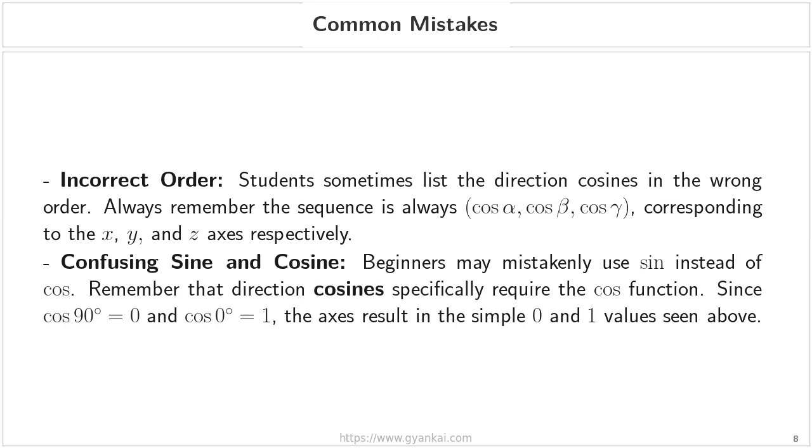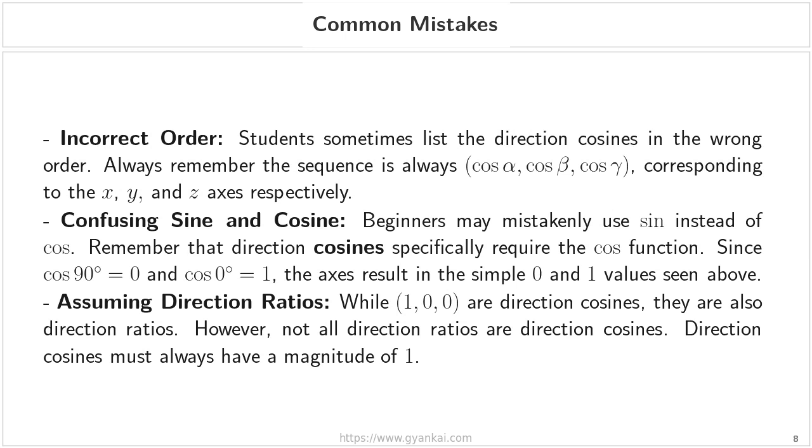Second, be careful not to confuse sine and cosine. When you are first learning 3D geometry, it is tempting to use the sine function, but remember, as the name implies, we are specifically looking for direction cosines. As we saw in our calculations for the x, y, and z axes earlier in the presentation, using the cosine function is what gives us those clean, simple values of 0 and 1, because cosine of 90 degrees equals 0 and cosine of 0 degrees equals 1.